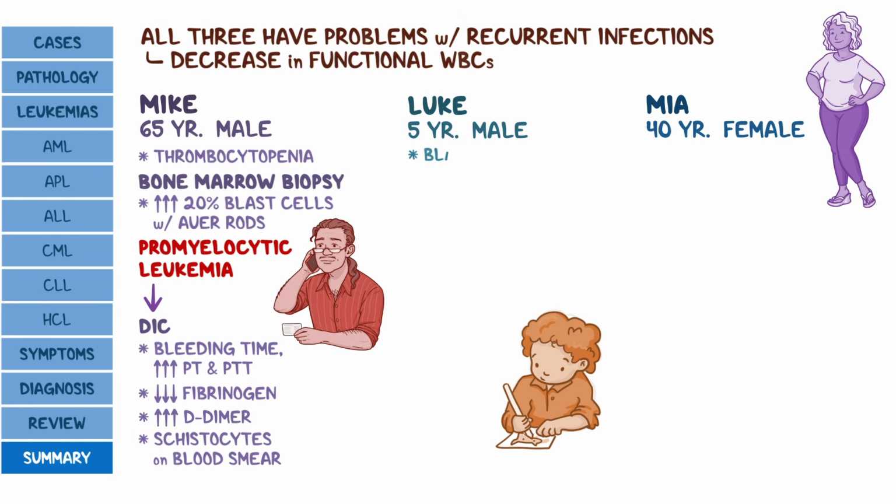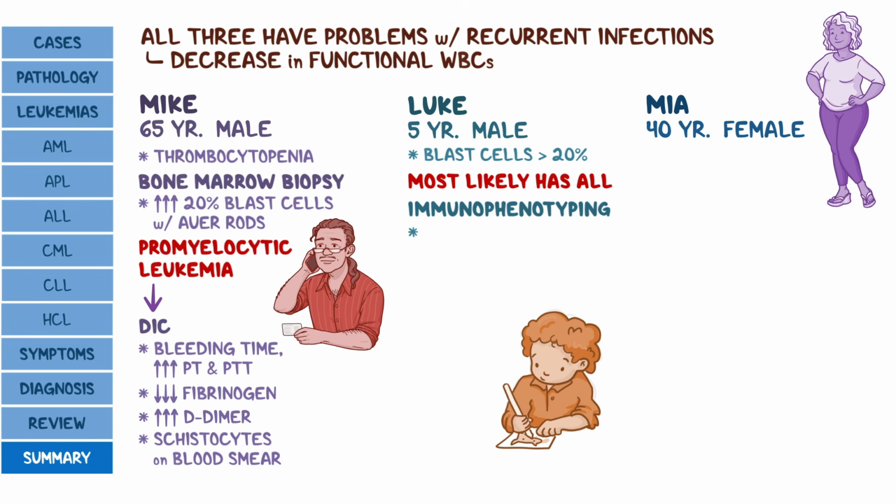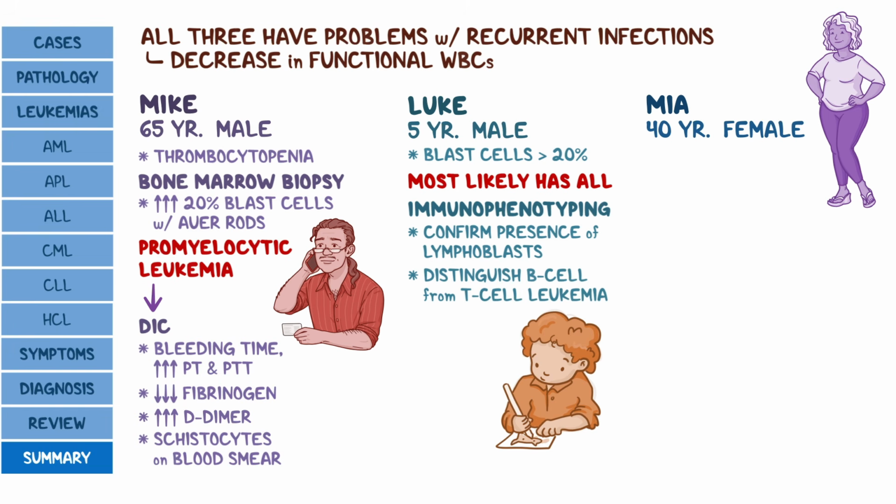Now, Luke also has blasts more than 20%, and with his young age, he most likely has ALL. Immunophenotyping must be done to confirm the presence of lymphoblasts and then distinguish B-cell leukemia from T-cell leukemia.